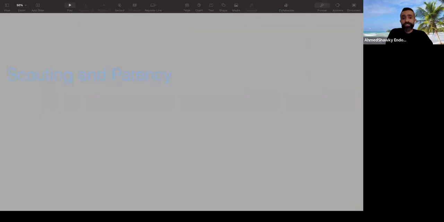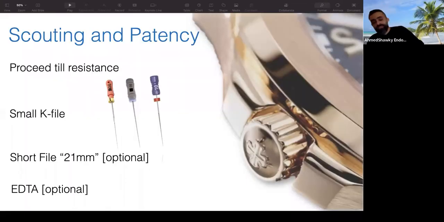So the first or one of the steps is the scouting and patency, and the motion should be watch winding, and I'm putting the watch here to remind you that the watch winding motion is important in establishing patency and to scout the root. Okay, so the first rule for patency and scouting, proceed till resistance. Great. What about, I find some resistance in the root canal? Stop. Pre-curve the file, and you might have a different direction in the root canal.